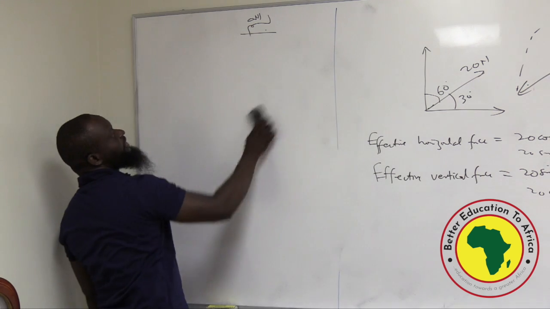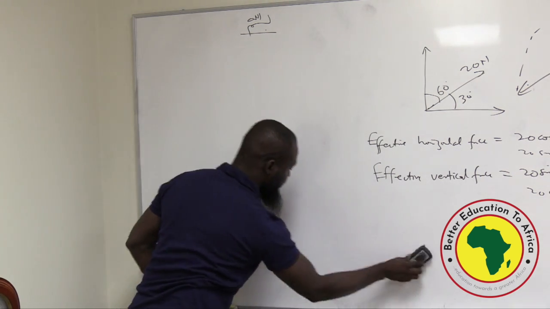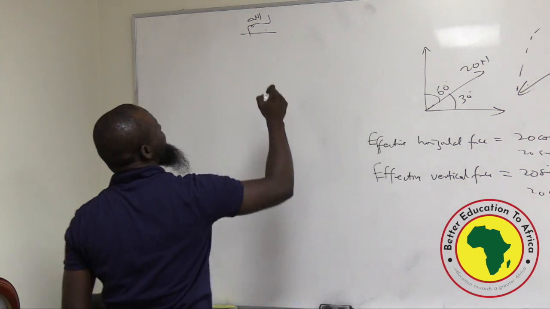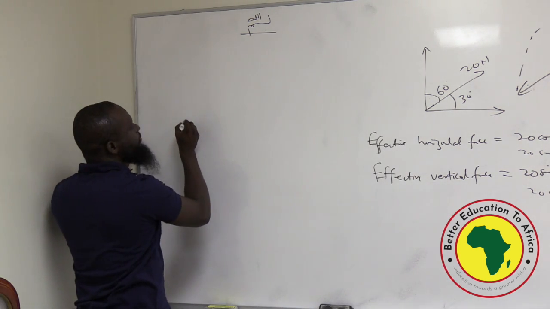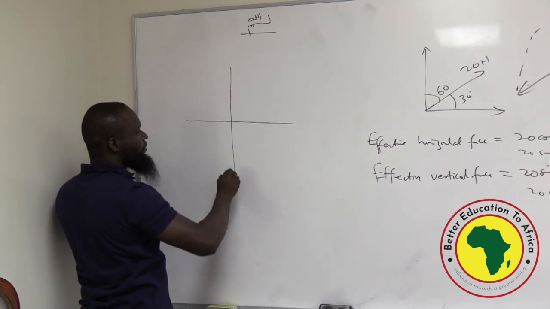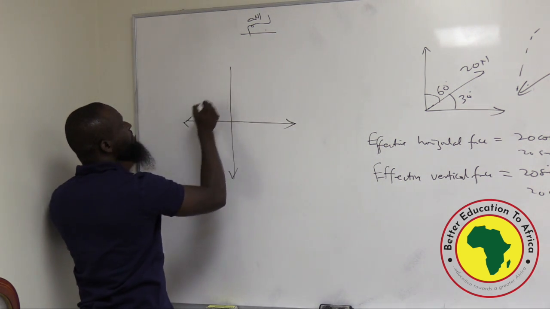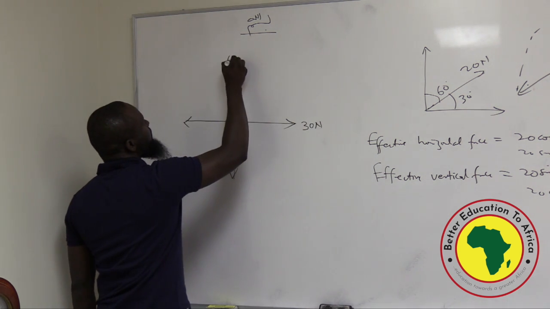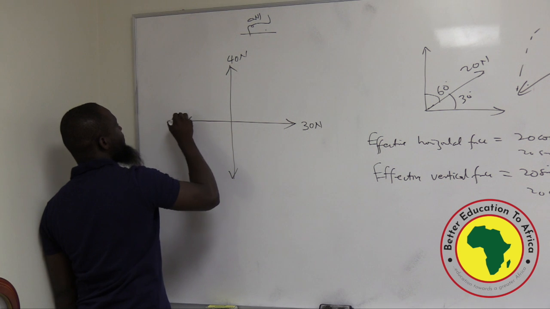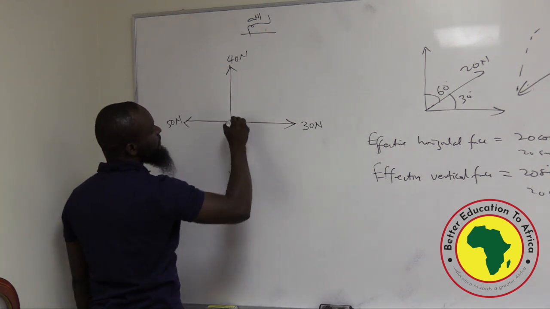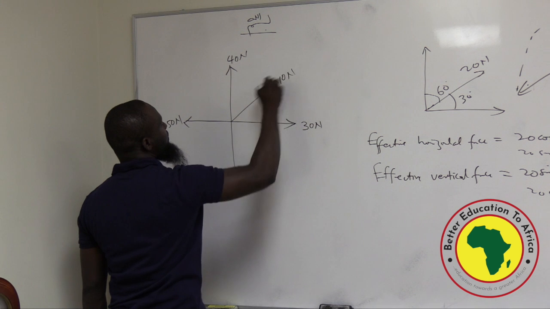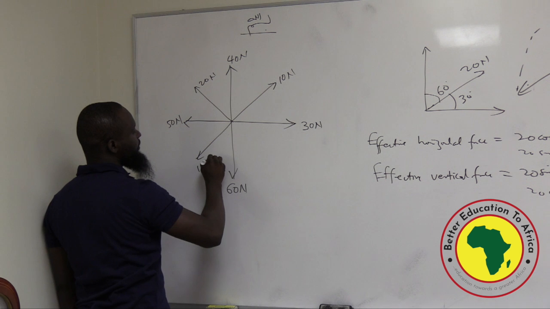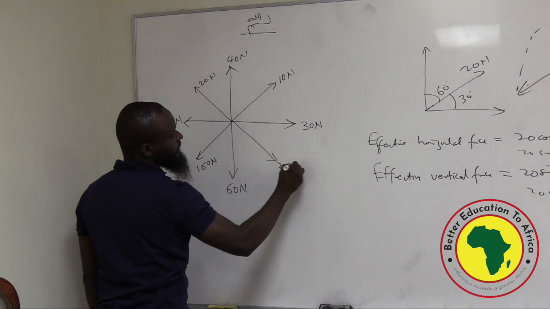Now we are looking at applications of the resolution of vectors. I'm going to give you a very complicated problem, and once you know how to solve that problem, then you can solve any problem. So let's say we have 30 newtons, 40 newtons, 50 newtons, 60 newtons, 10 newtons, 20 newtons, 100 newtons, 200 newtons.